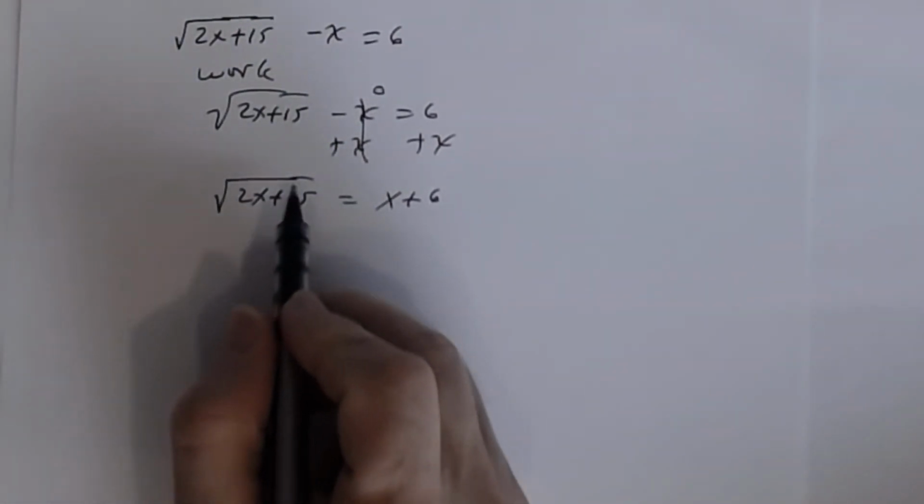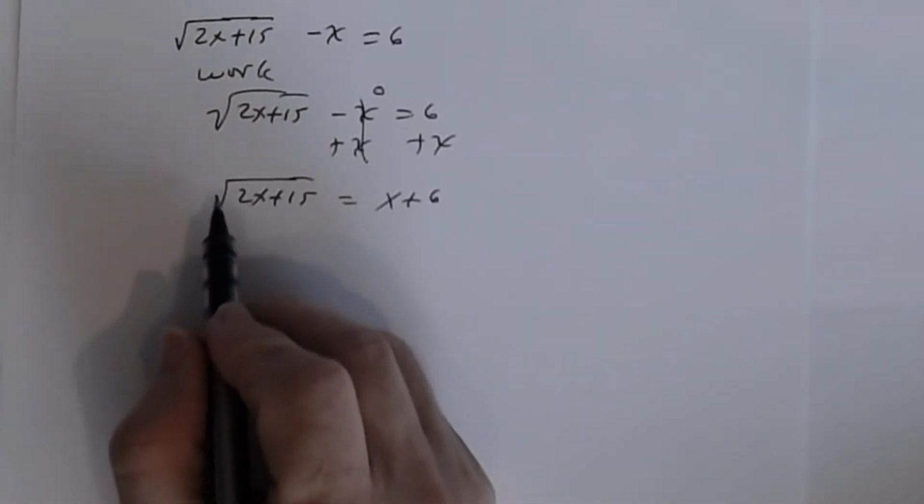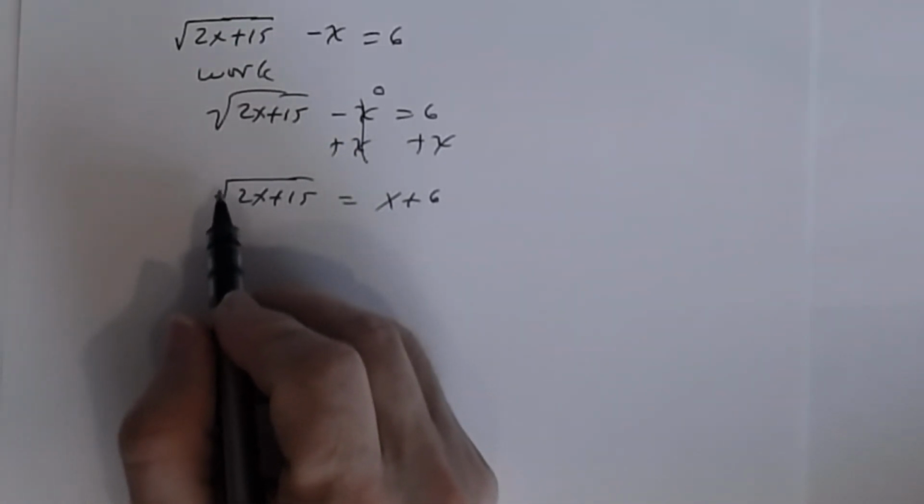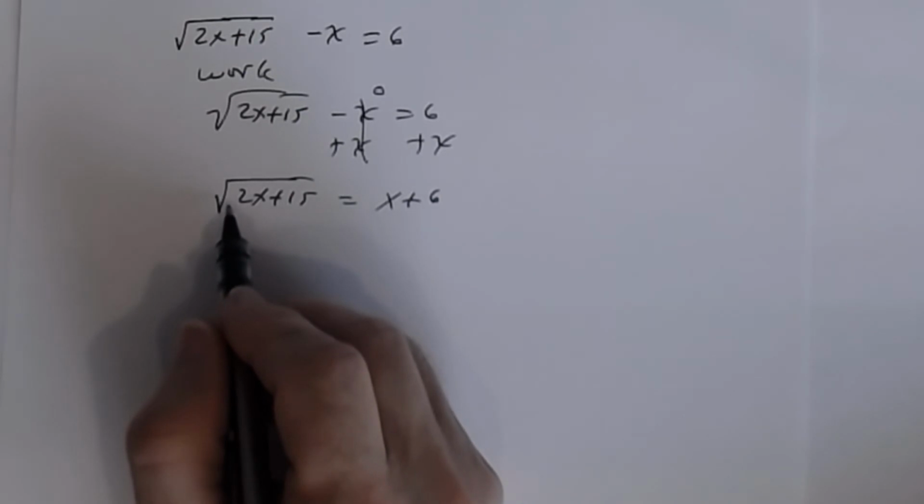Now, since I have the radical by itself, I need to get rid of that radical symbol. The index is 2, the idea of square root. So get rid of the square root.